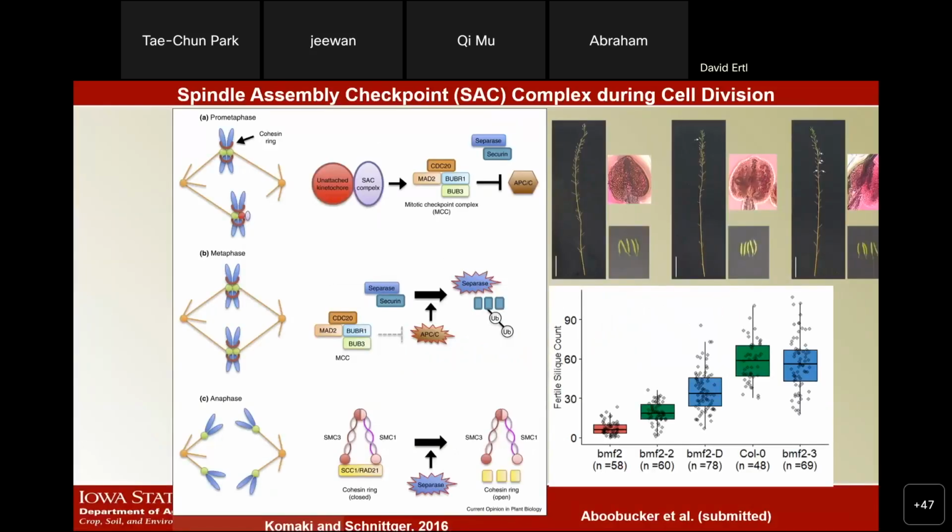And one of those that led to a decrease are genes like BMF2. BMF2 is a member of the spindle assembly checkpoint complex, the SAC complex, and that is involved in timing when genomes in mitotic divisions are transferred to daughter cells.